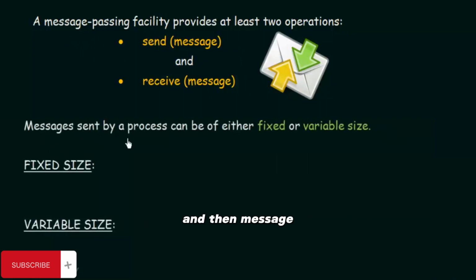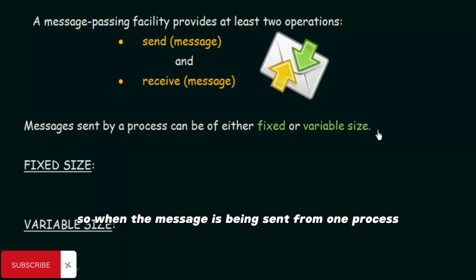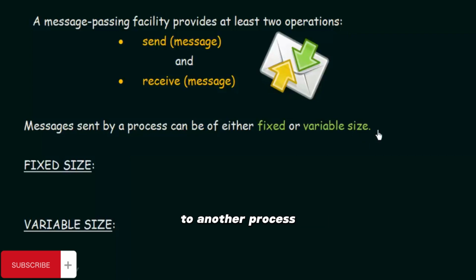And then, a message sent by a process can be of either fixed or variable length. So when the message is being sent from one process to another, the size of the message can be either fixed or variable. Fixed size means the message will have a particular size that is fixed and it cannot exceed that size. And variable size means the size of the message can vary. It can be big or it can be small. So let us see what the features of fixed size messages and variable size messages are, and how easy it is to implement these two kinds of message sizes.